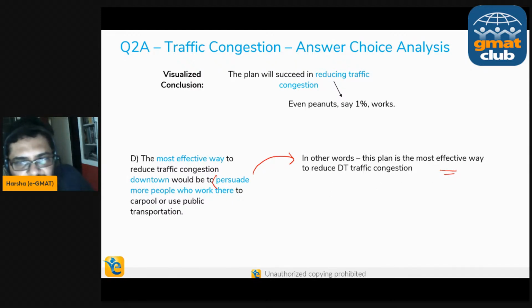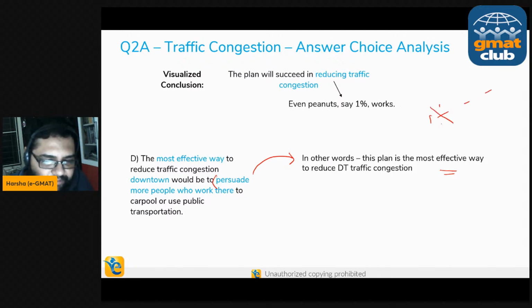The question is, does it have to be the most effective way? What if it's not the most effective way? Maybe it is the least effective way. Out of 10 possible ways to reduce traffic congestion, this particular plan is the worst of all. It's the least effective. But even if it is the least effective, remember your conclusion. You only need to reduce traffic congestion. Even if it's the least effective, if it reduces traffic congestion only by 2%, even then your conclusion will hold true. The plan will still succeed, which is why you should not choose option D.